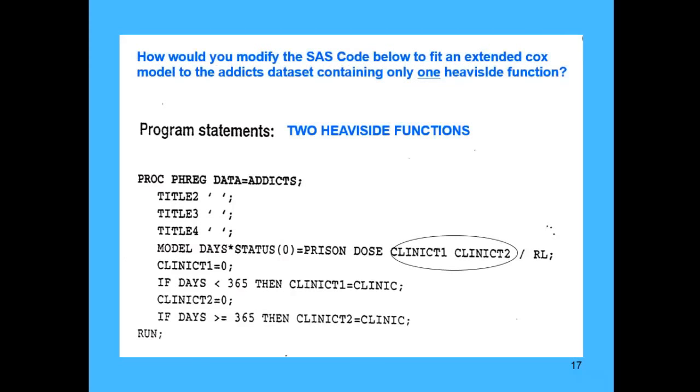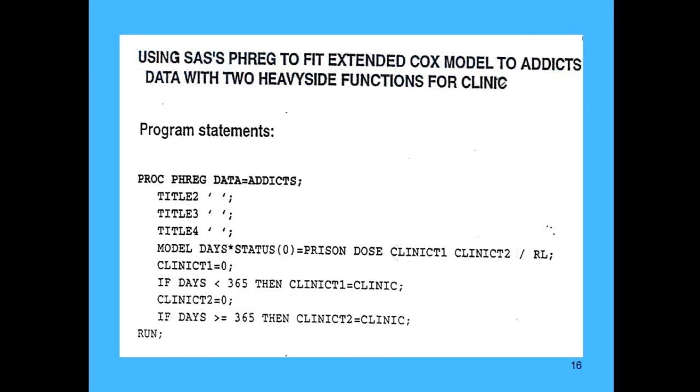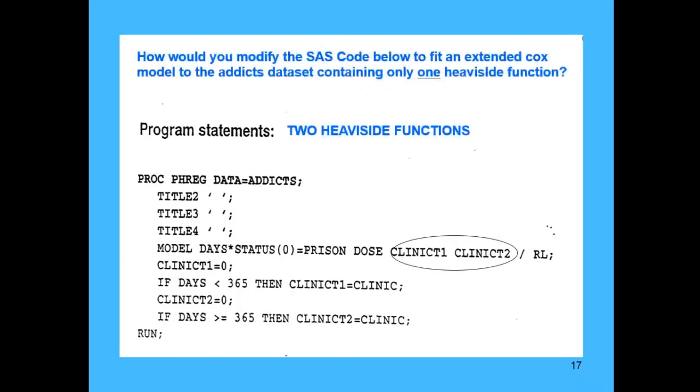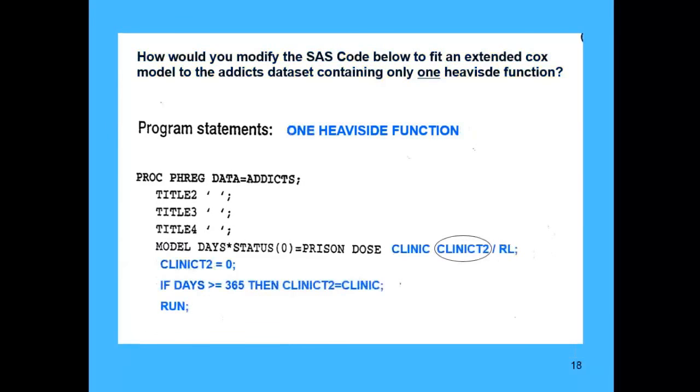So that's what you do. That's how to do it for two Heaviside functions. That's what I'm showing you. Two Heaviside functions. Okay. Now, what about if it's one Heaviside function?